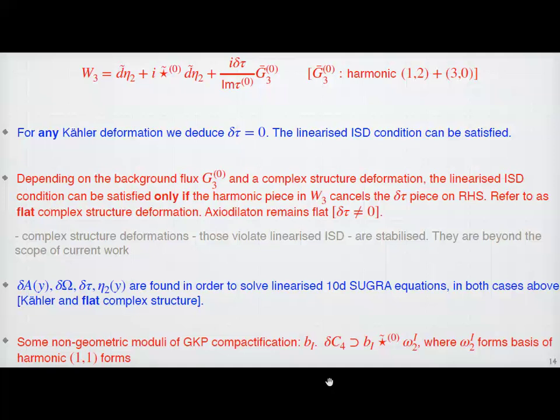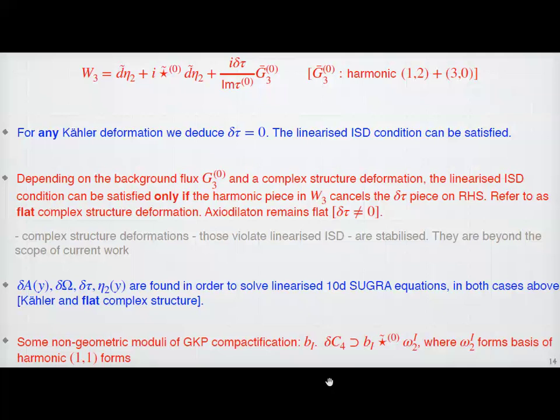And that's what I was telling earlier, that GKP compactifications stabilize some of the complex structure moduli. It was earlier believed that they stabilize all of the complex structure moduli, but there are cases where some of them are not. They are moduli of the GKP compactification. But the massive moduli, which are stabilized, will be beyond the scope of the current part. We will focus only on the Kähler and flat complex structure moduli.